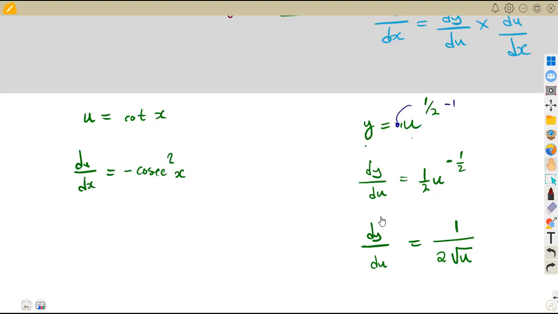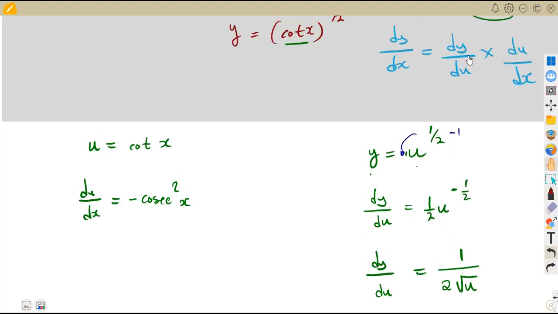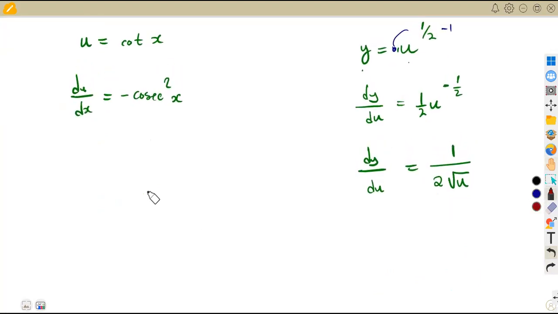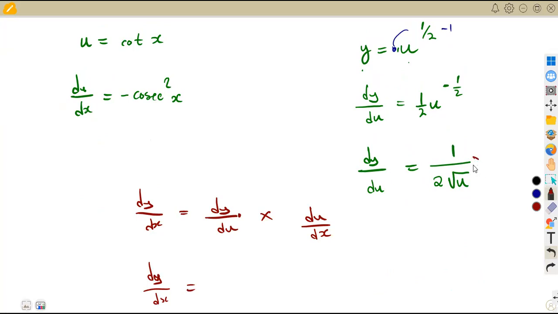But on our formula, the one that we wrote for the derivative of y with respect to x, the derivative of y with respect to x is going to be given by the derivative of y with respect to u times the derivative of u with respect to x, whereby we are going to substitute what we have calculated from dy du, that is the derivative of y with respect to u. We got 1 over 2 square root of u times the derivative of u with respect to x. The derivative of u with respect to x, we obtained negative cosec squared x. So that is what you're going to have.